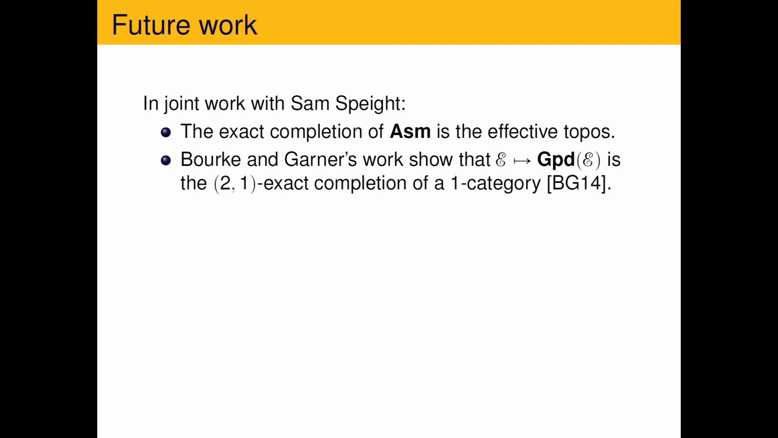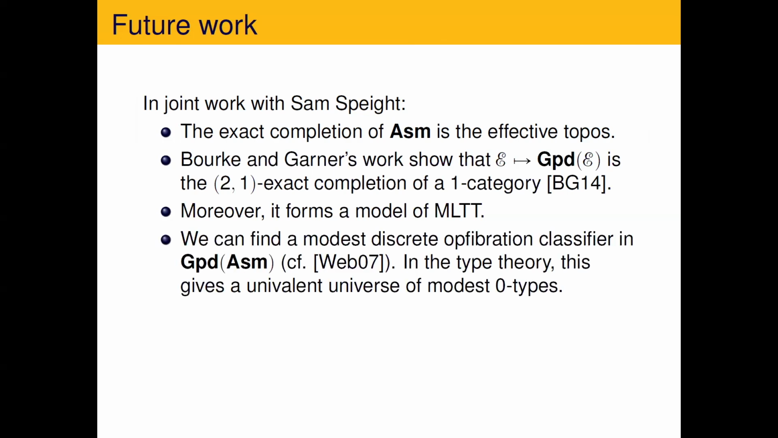There are various approaches to this, but this is one of them. Moreover, by the work I've described today, this forms a model of Martin-Löf type theory. And this model has groupoids internal to the category of assemblies as a discrete fibration classifier for modest discrete fibrations. So groupoids internal to the category of assemblies is a 2-topos in the sense of Mark Weber. And moreover, it is not a Grothendieck 2-topos, so it gives an example of such a thing.